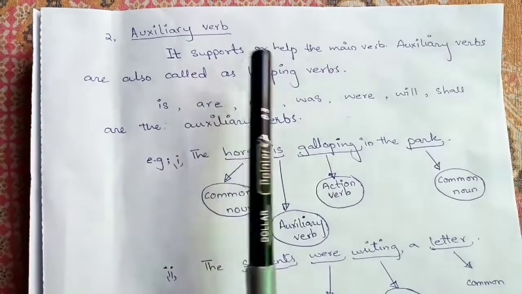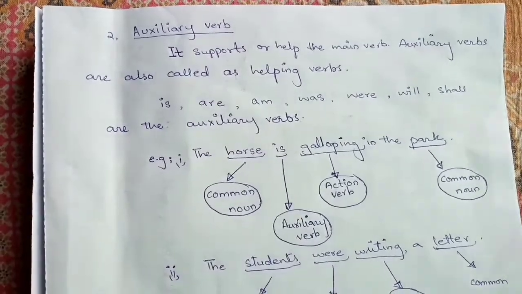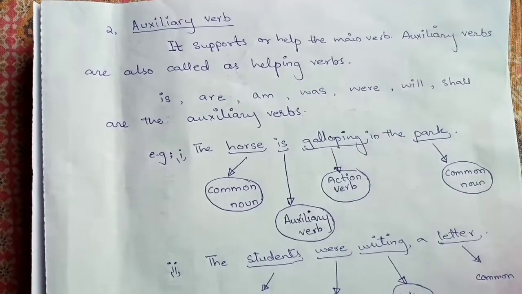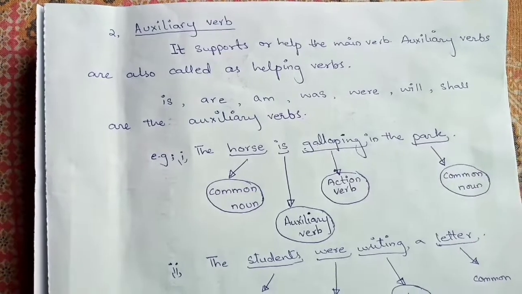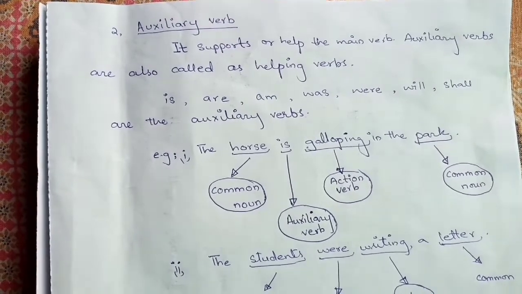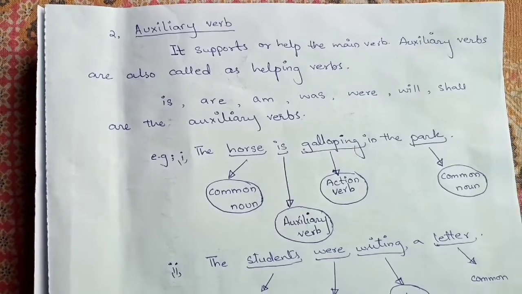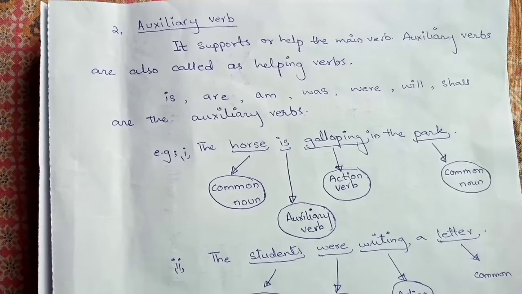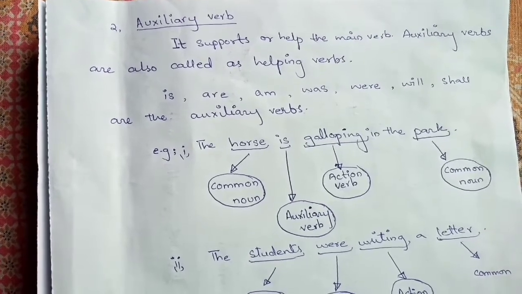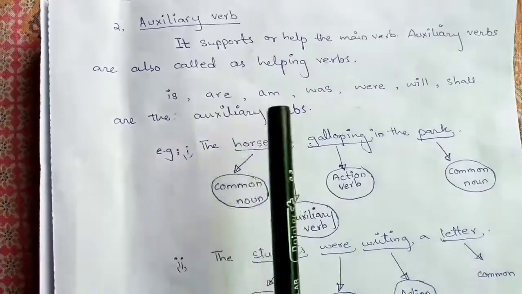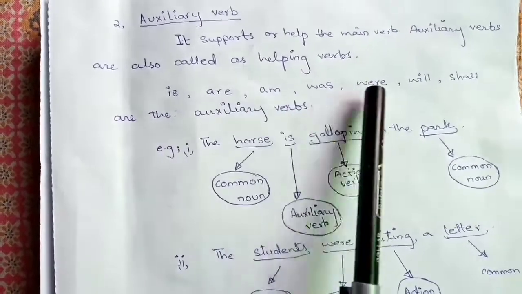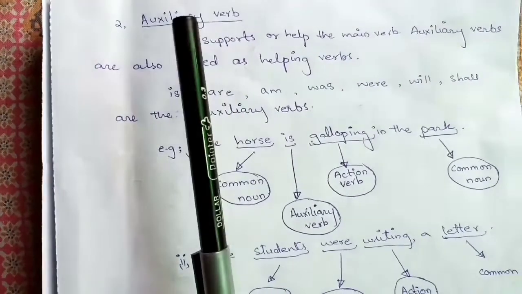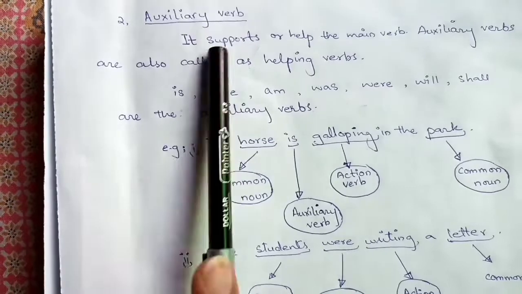The next type is auxiliary verb. Auxiliary verbs support or help the main verb. Auxiliary verbs are also called helping verbs. The clue words are is, are, am, was, were, will, shall. They all are the helping verbs which help or support the main verb. So they are called auxiliary verbs. Whenever you find these type of words in any sentence, which are the supporting words or the helping verbs, then those words are called auxiliary verbs.